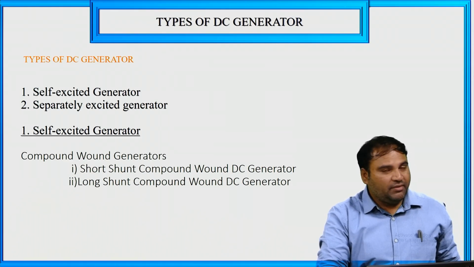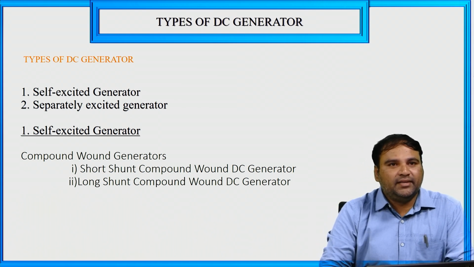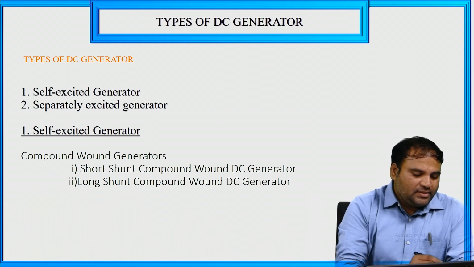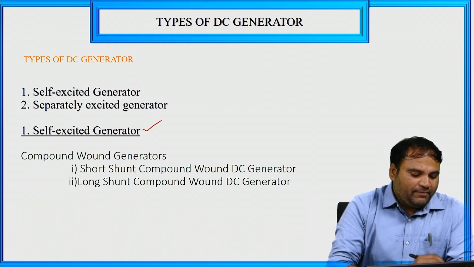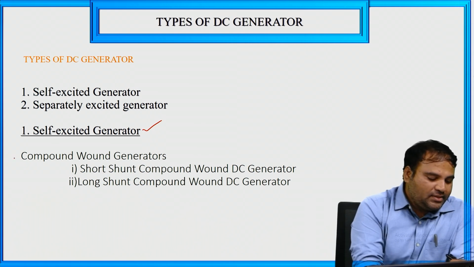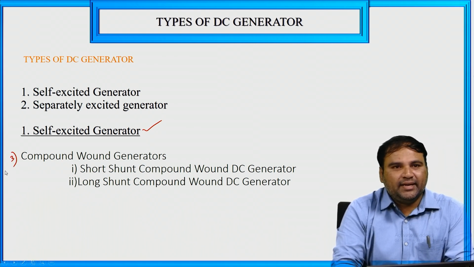The types of DC generators: the first one is the self-excited DC generator and the second one is the separately excited DC generator. In the self-excited DC generator, we have already completed the first two, that is the series wound DC generator and the shunt wound DC generator. Now this is the third type, the compound wound DC generator, right?